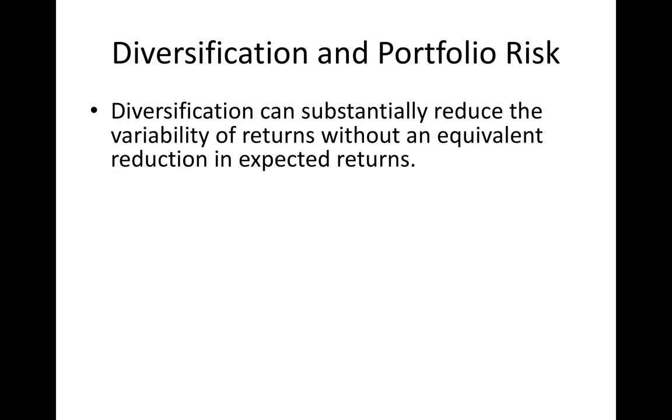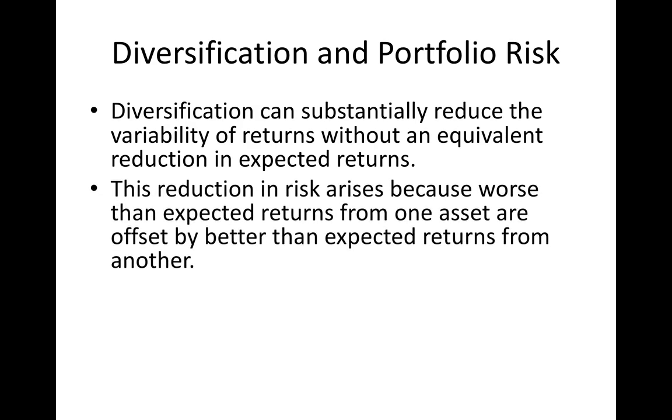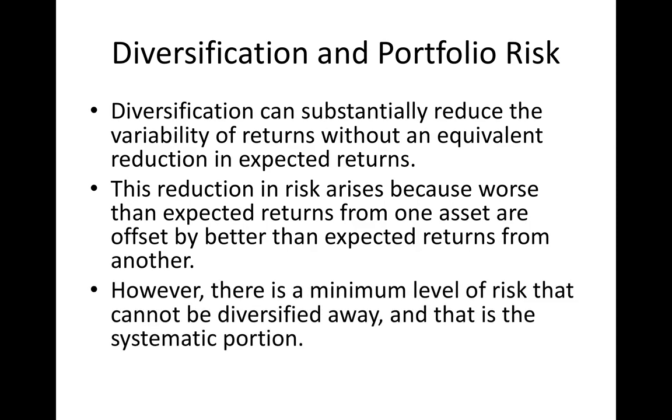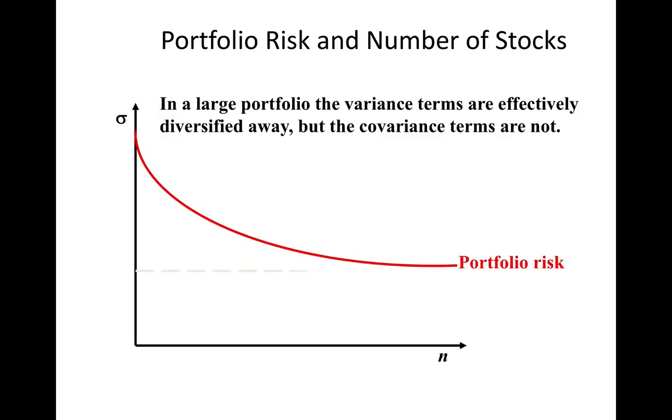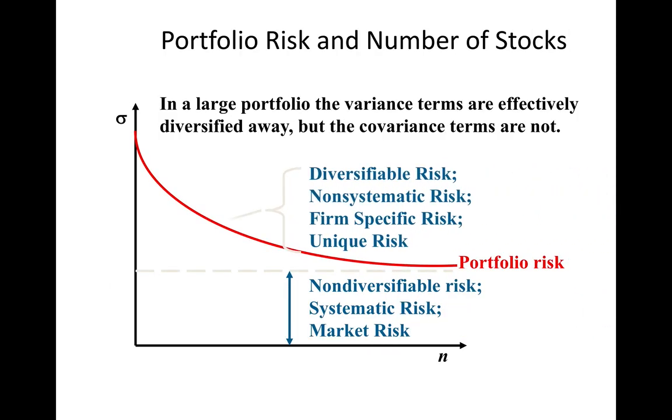Now, by spreading our investments across a number of assets, we can substantially reduce the variability of our returns without reducing in equivalent manner the expected returns. Now this reduction comes about because worse than expected returns from one asset are usually offset by better than expected returns from the other. However, there's a minimal level of risk that we cannot do away with, and that we refer to as the systematic portion. In one way, you can say that systematic portion refers to the system, and that one is the risk that most people, or nobody, can really do much about once you're operating in the system.